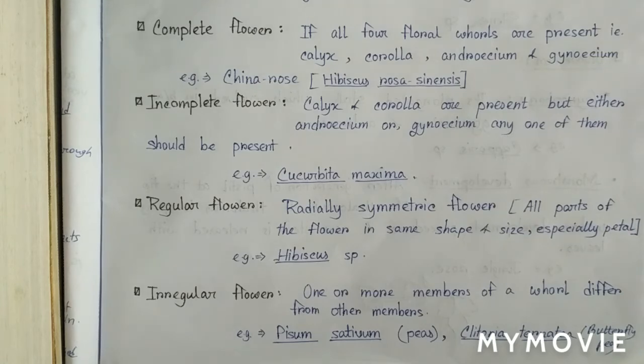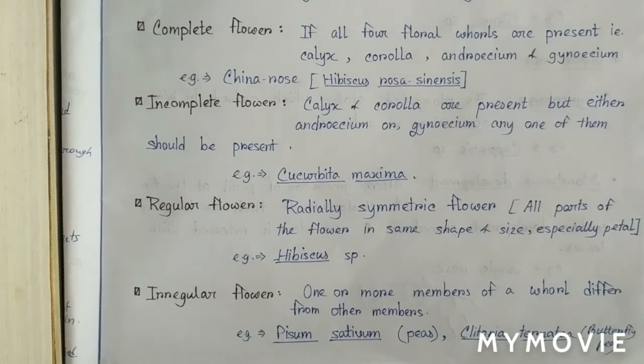Regular flower means flowers which are radially symmetric. Means all parts of the flower are the same shape and size, especially the petal part or corolla part. Example, hibiscus. Irregular flower means one or more members of a whorl differ from each other.